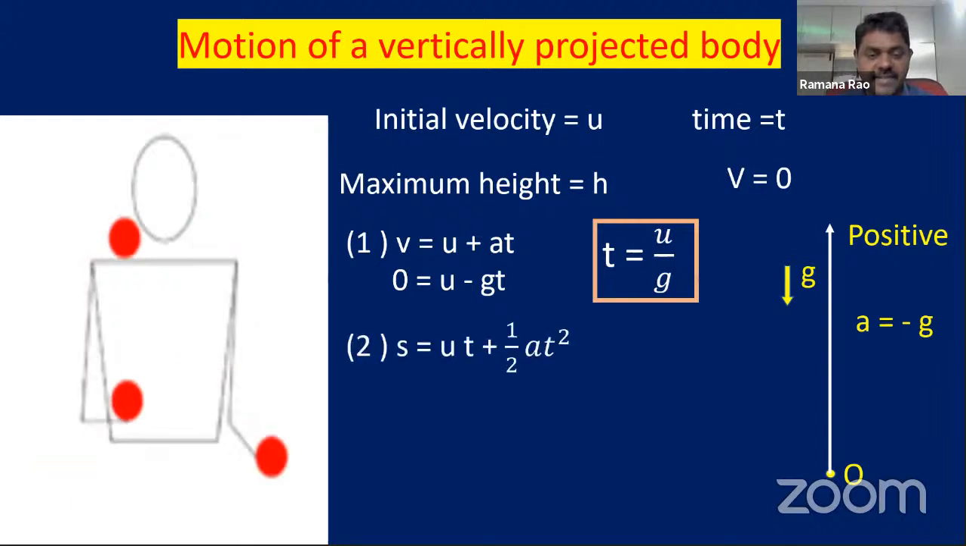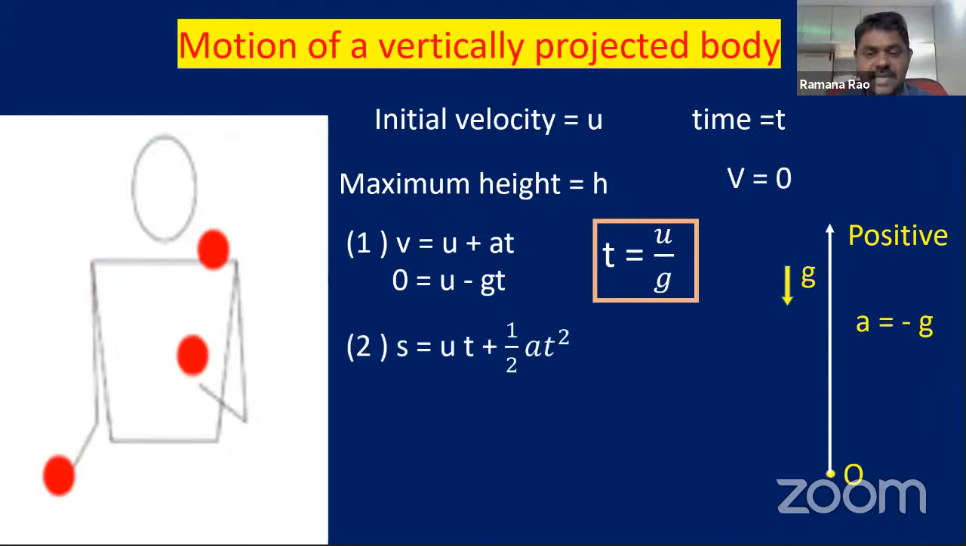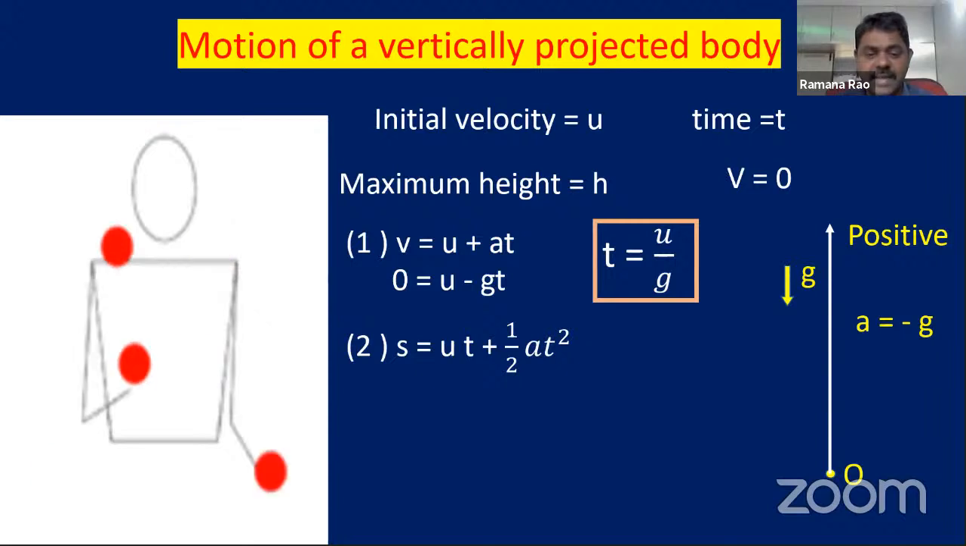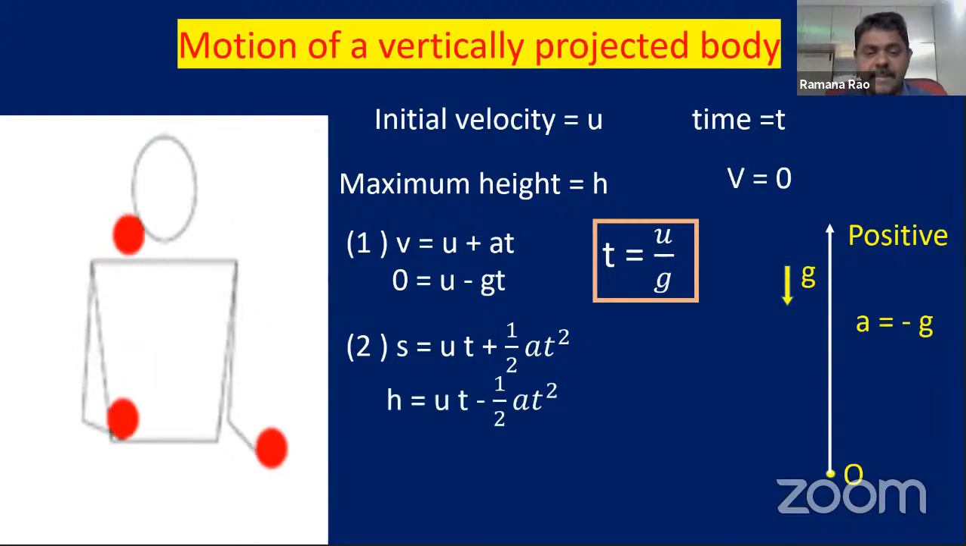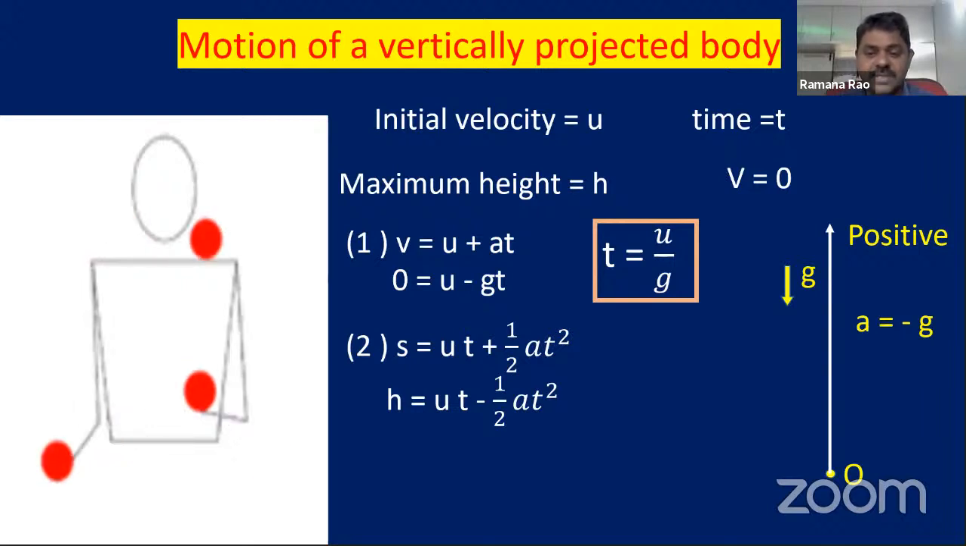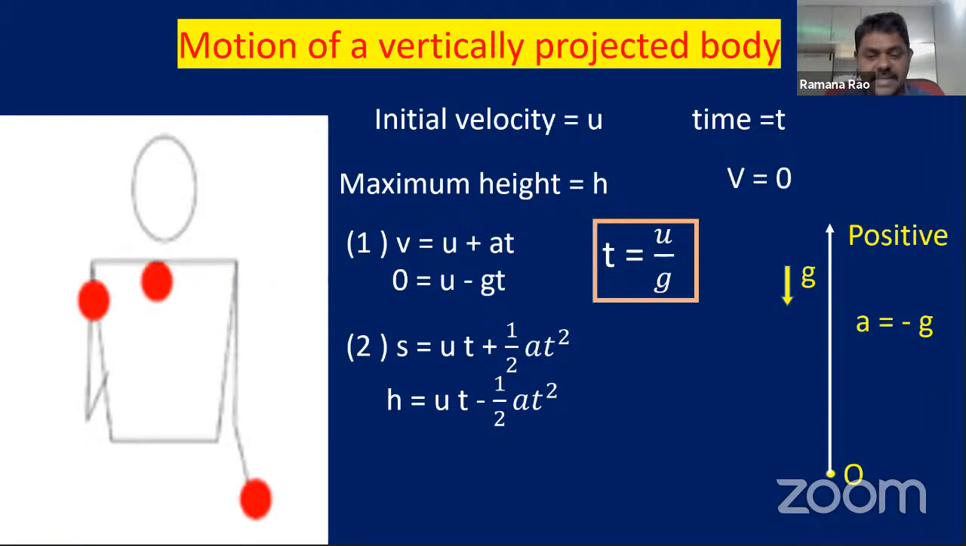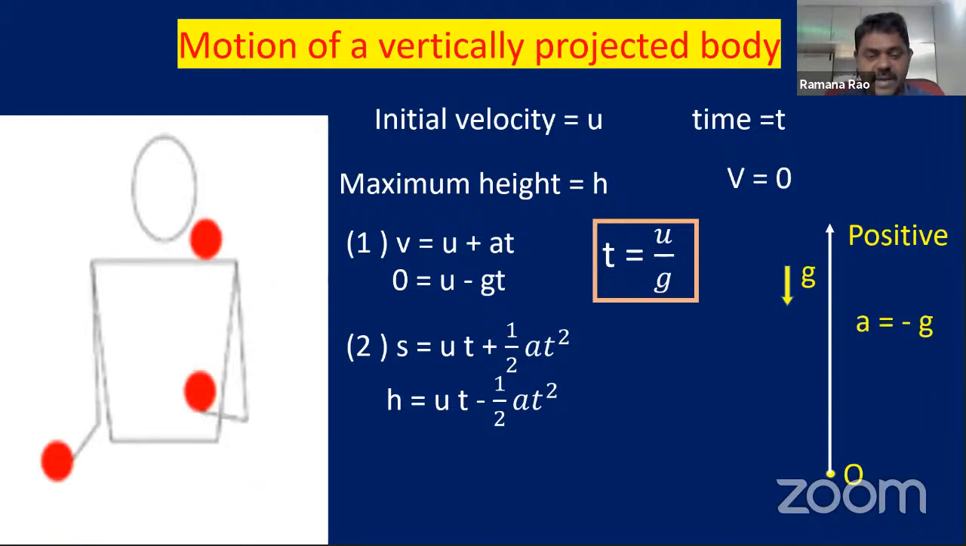Now coming to the second equation. As you know, here s is equal to h and ut minus half at square. The body is moving upwards and upward direction is positive, so h is positive. So ut, and downward direction is negative here, a is equal to minus g, so minus half at square.